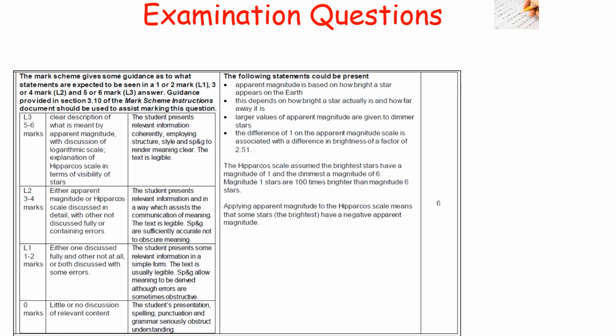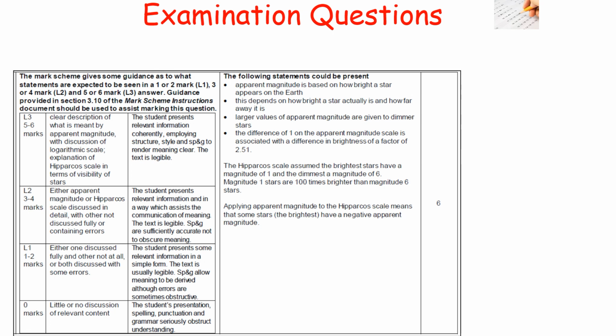Now, applying the apparent magnitude of the Hipparchus scale gives us some issues, because Hipparchus didn't realise that, for example, the Sun was a star, so that was brighter than the brightest value he gave on his scale, which was 1. So therefore we have to give very, very bright stars negative apparent magnitudes.